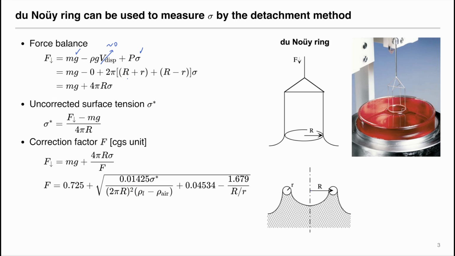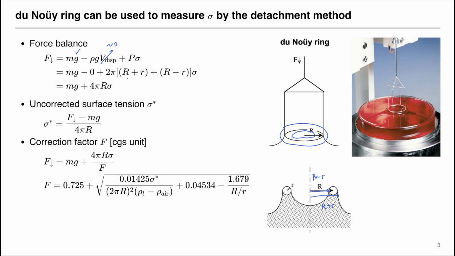The perimeter can be calculated by adding the inner perimeter, which is 2 pi times the quantity big R minus small r, and then plus the outer perimeter. The outer perimeter is 2 pi times big R plus small r, and we add them up. And then after simplification, we have the downward force is gravitational force plus 4 pi big R times the surface tension. From the force balance, we can calculate the surface tension before correction, which is the downward force minus the gravitational force divided by 4 pi, the radius.